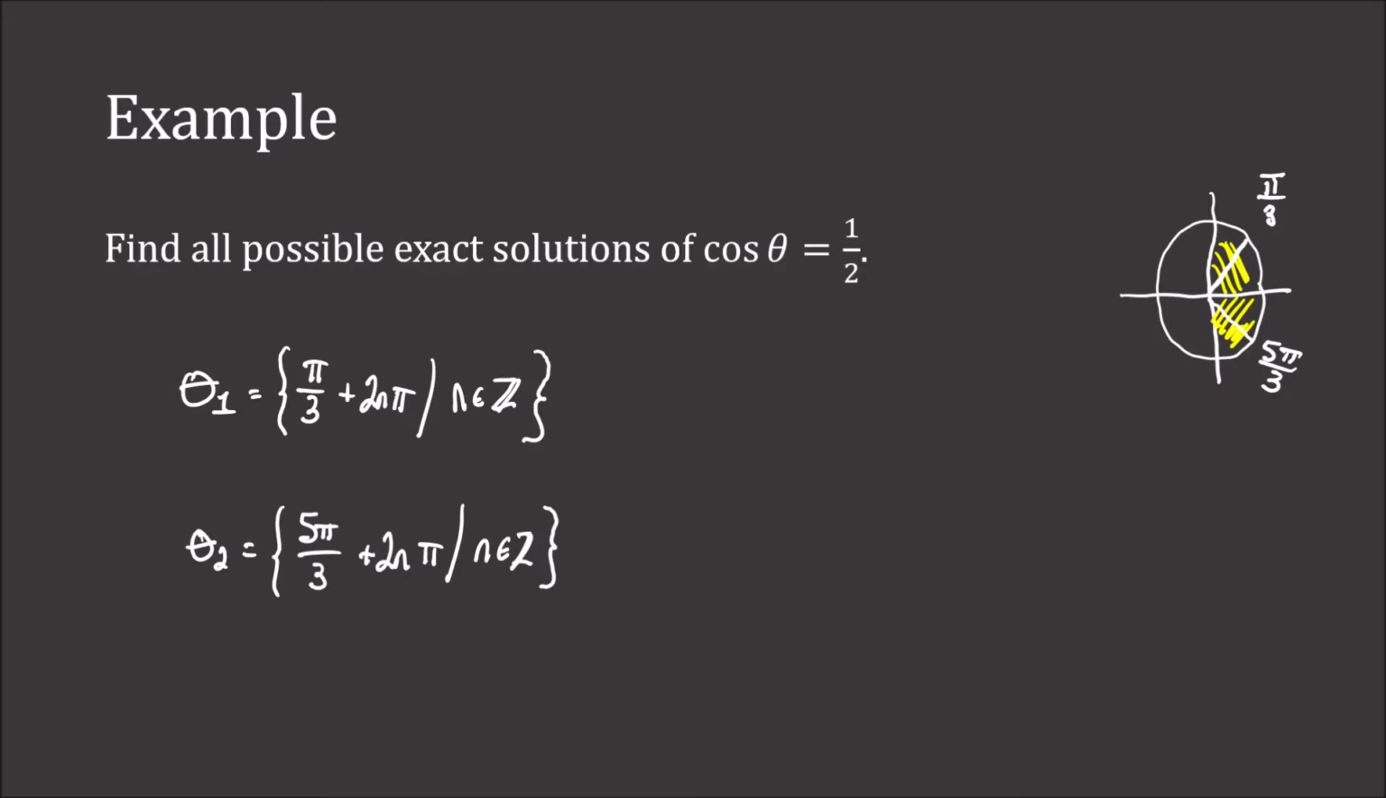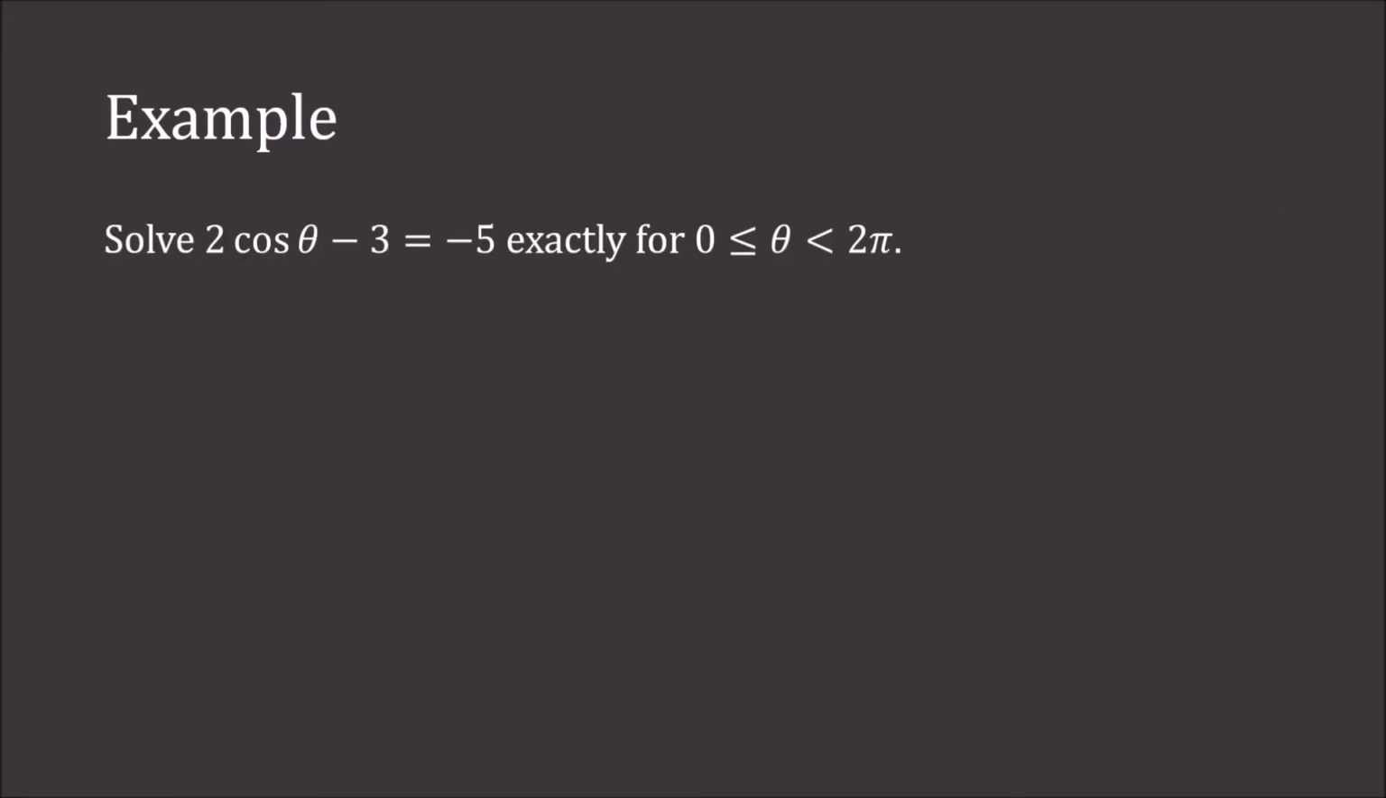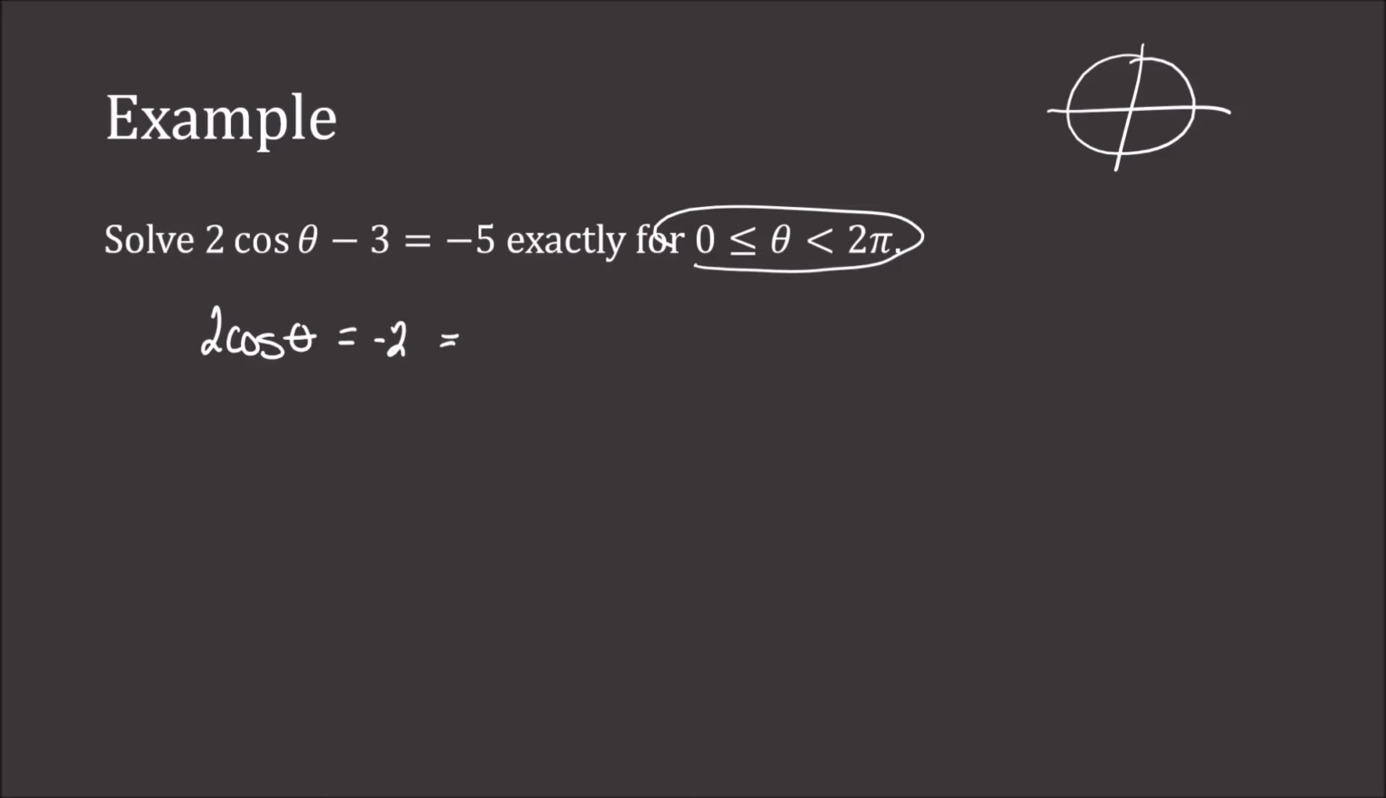Now, oftentimes, we're going to be given a specific domain to look at, as in this example. We wish to solve this equation only within the range here of 0 to 2 pi. Now again, typically, we want to go ahead and draw a unit circle first. That is a terrible looking unit circle. That's better. Now let's go ahead and solve for cosine of theta here. Begin by adding 3. Now divide by 2, and we find that cosine theta is equal to negative 1/2.